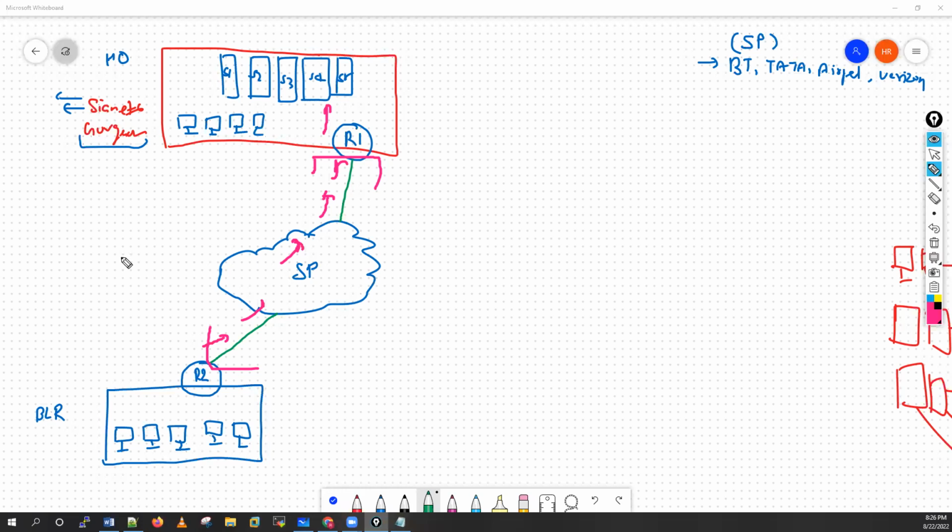Maybe see Gurgaon and Bangalore, they are far away, but they have this ISP, this internet service provider, and they are providing the connectivity basically. So WAN is a technology which can provide the connectivity between your head office and branch office, guys. This is the definition of your WAN.